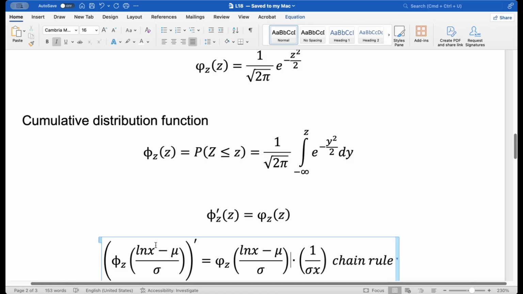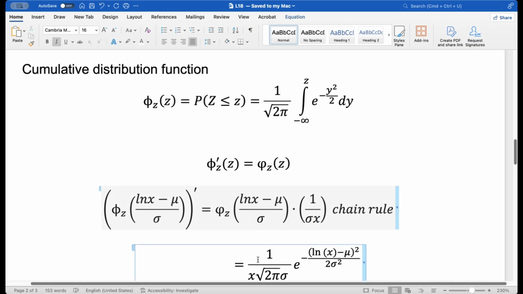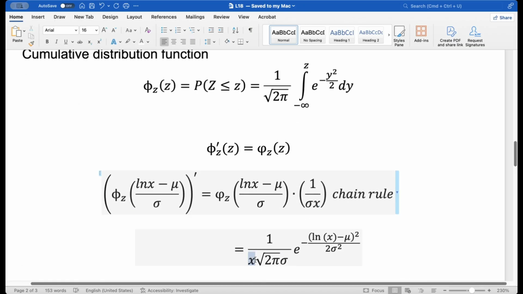The derivative here is a chain rule. The derivative of the outer function just gives us back the density of the inner. Derivative of the inside: the derivative of log x is 1 over x. Everything else is a constant. The derivative of mu is 0, and the sigma in the denominator is an attached constant, so it stays attached. And so we get the density times 1 over sigma x by the chain rule for derivatives. And so that's why we have an extra x in the denominator here.